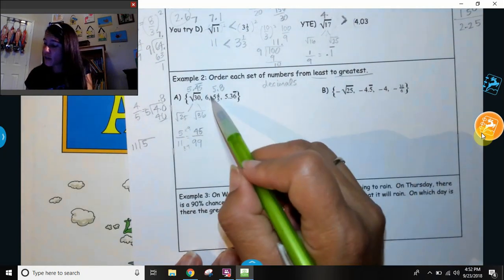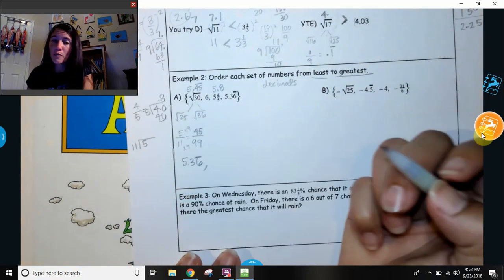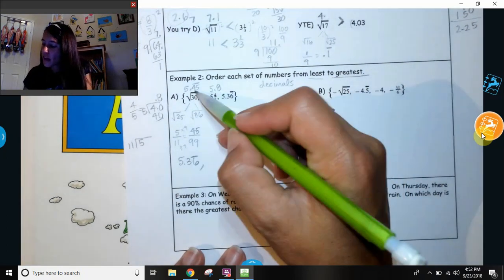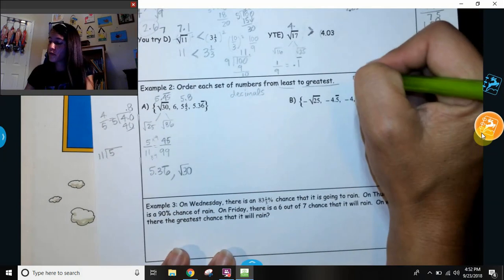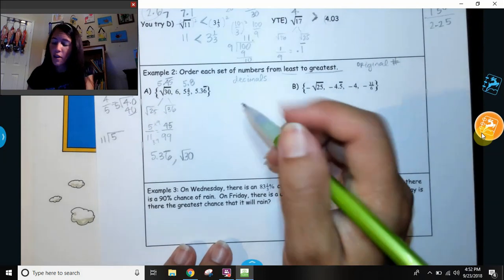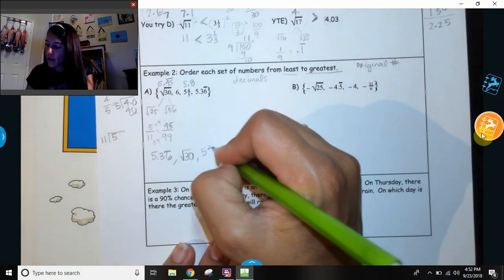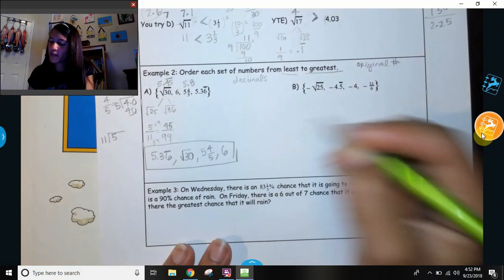So the smallest one up here would be 5.3 with just the 6 repeating. And then the square root of 30, always use your original number. After the square root of 30 would be 5 4/5. And then 6 would be our final answer.